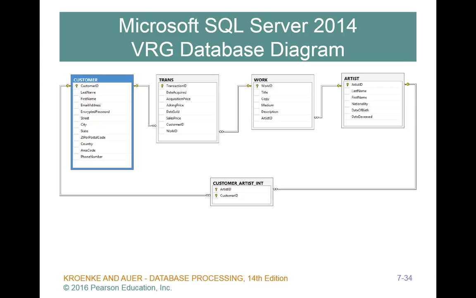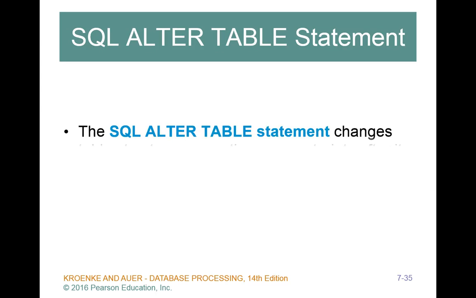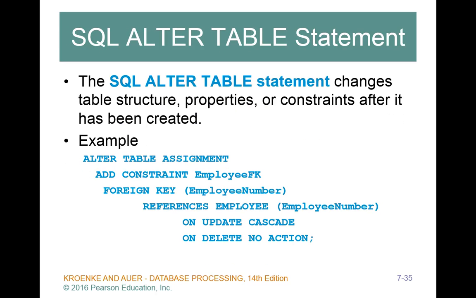So there may be some times where you may need to change some things after you've created your structure. Say you wanted to change or add an additional constraint, you would use what's called the alter table statement. This can change any of the table structure properties or constraints after they've been created.